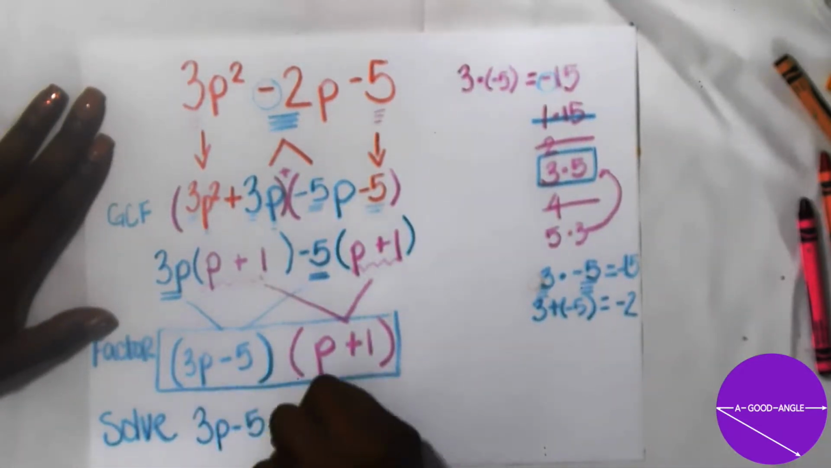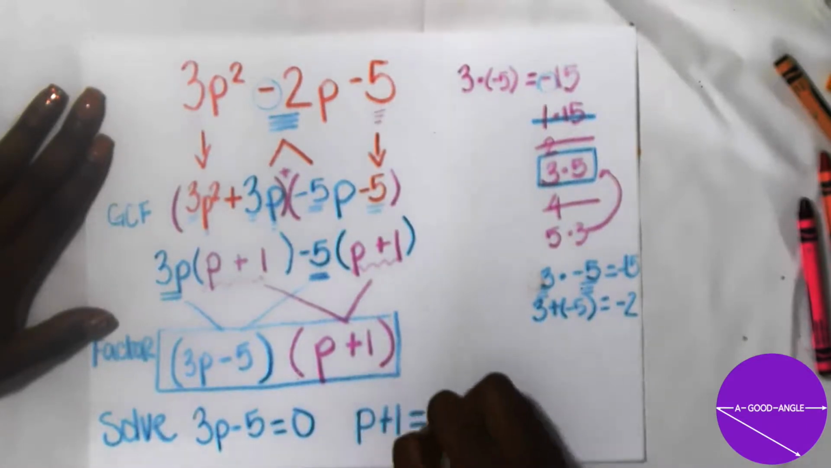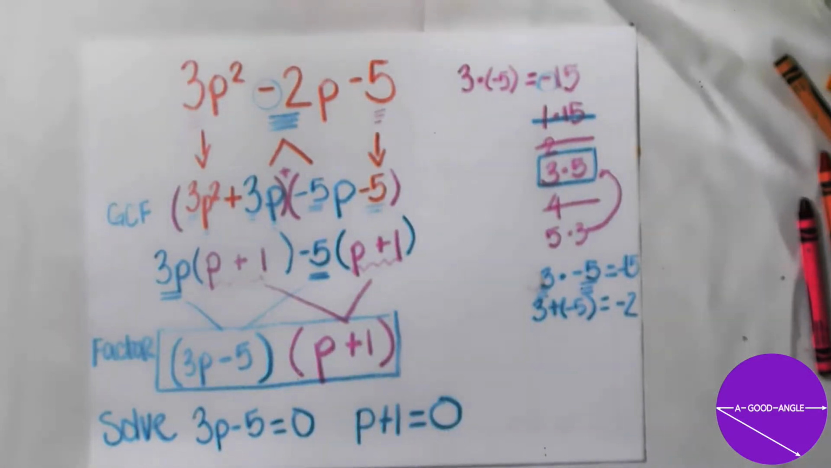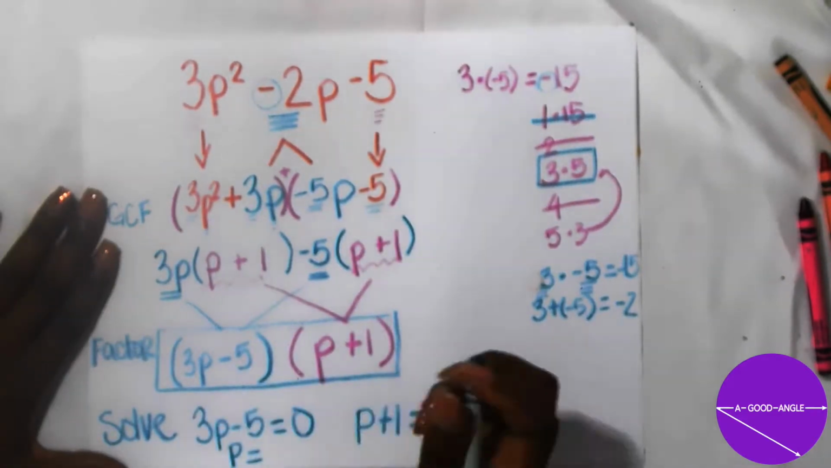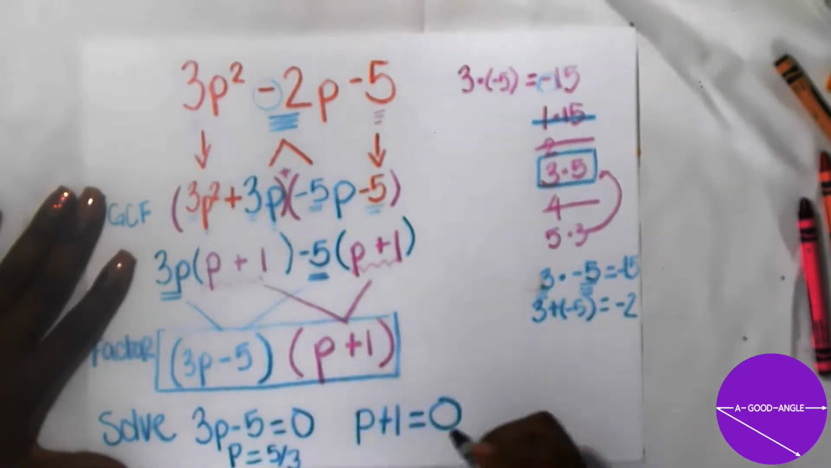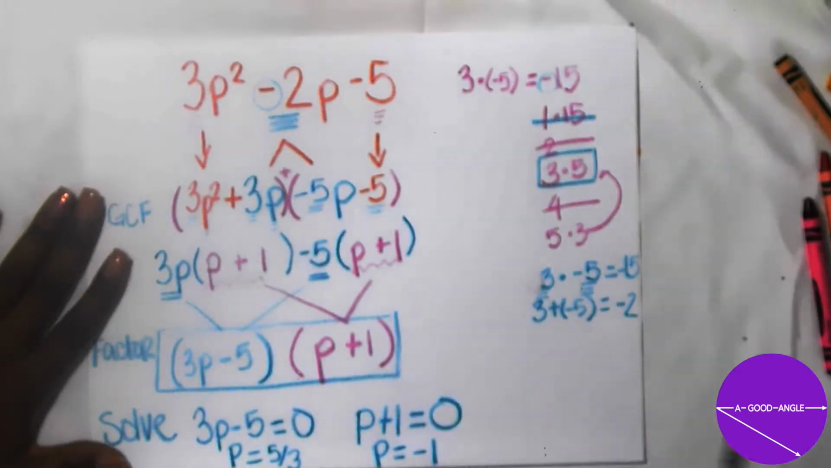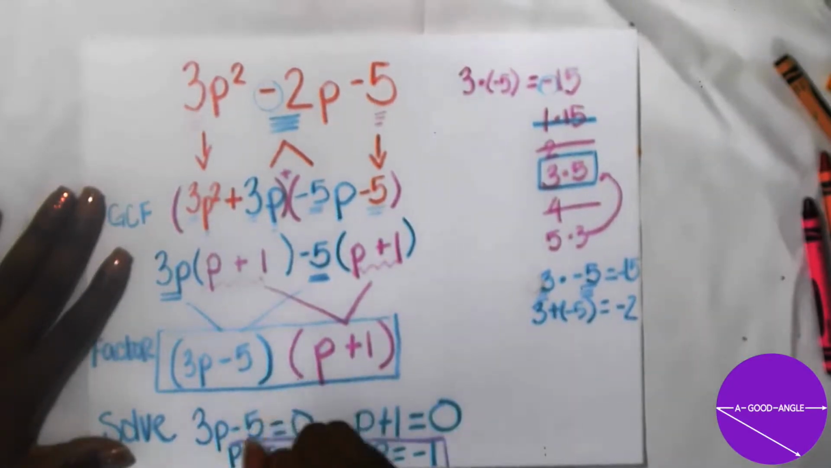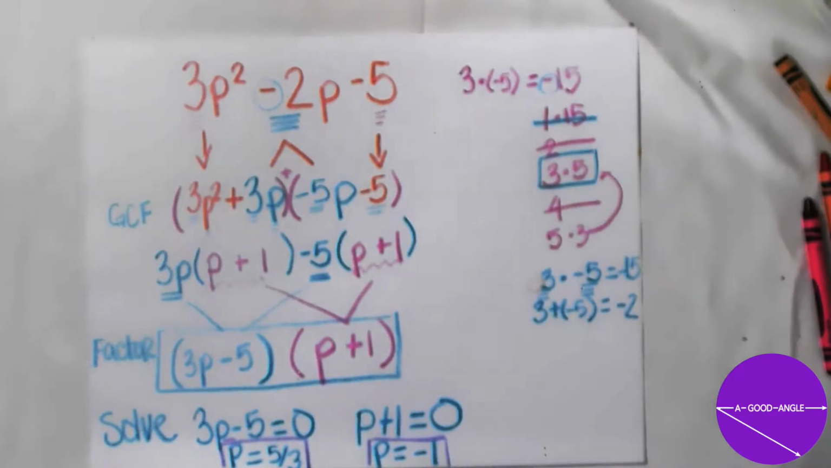If you have to solve, then you're just going to set both parentheses equal to 0. And then you are going to solve the two-step equation. p equals 5/3 and p equals negative 1. All done.